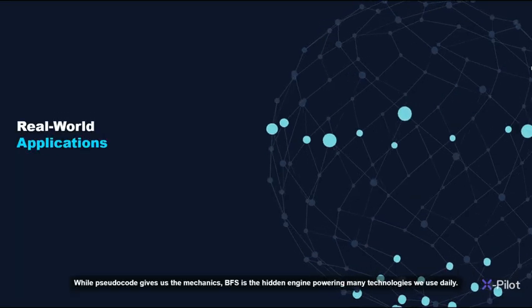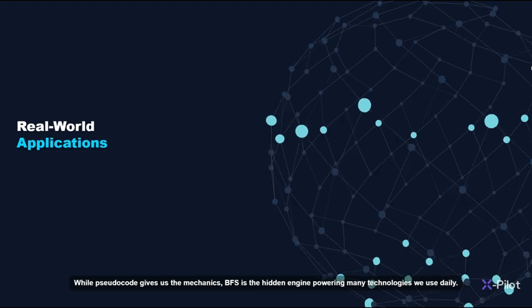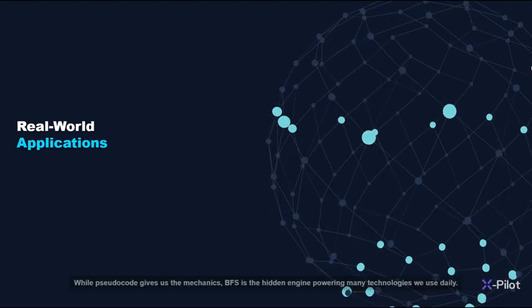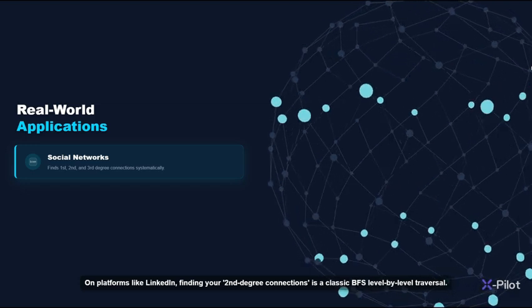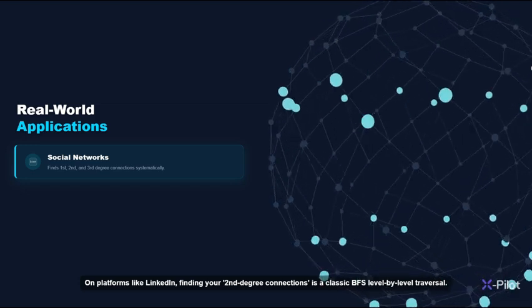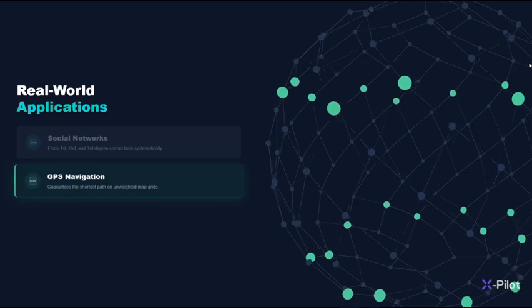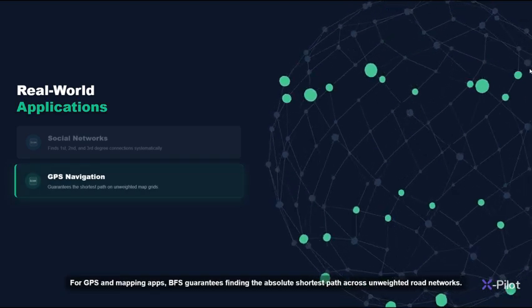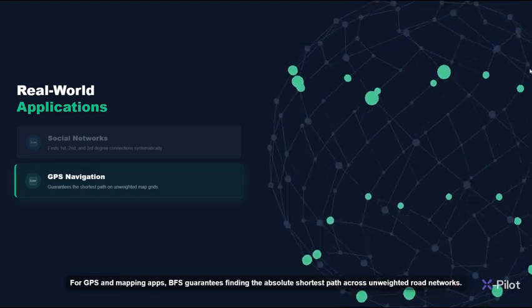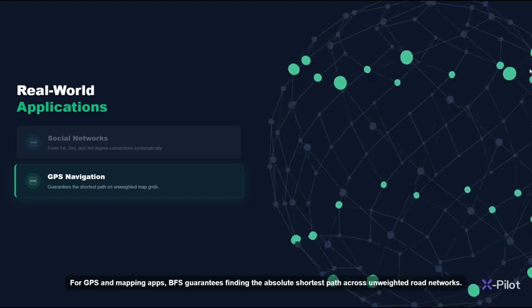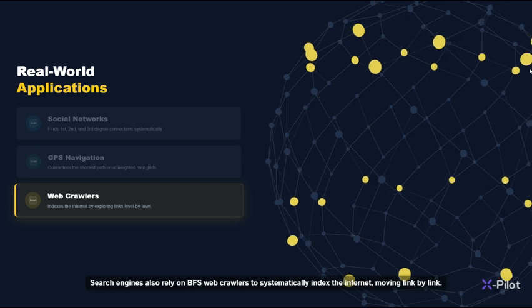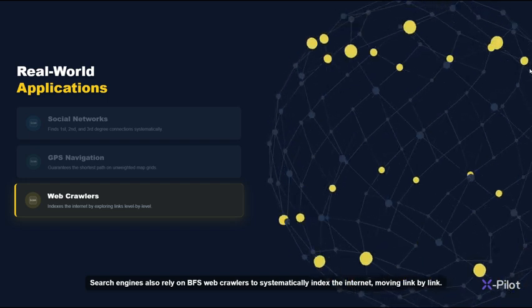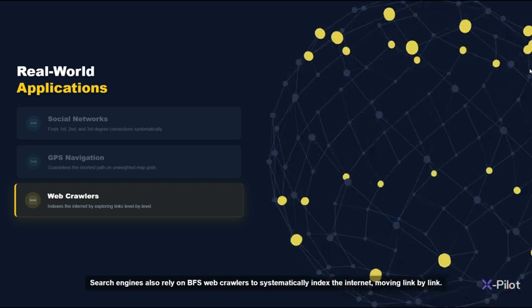While pseudocode gives us the mechanics, BFS is the hidden engine powering many technologies we use daily. On platforms like LinkedIn, finding your 2nd-degree connections is a classic BFS level-by-level traversal. For GPS and mapping apps, BFS guarantees finding the absolute shortest path across unweighted road networks. Search engines also rely on BFS web crawlers to systematically index the internet, moving link by link.